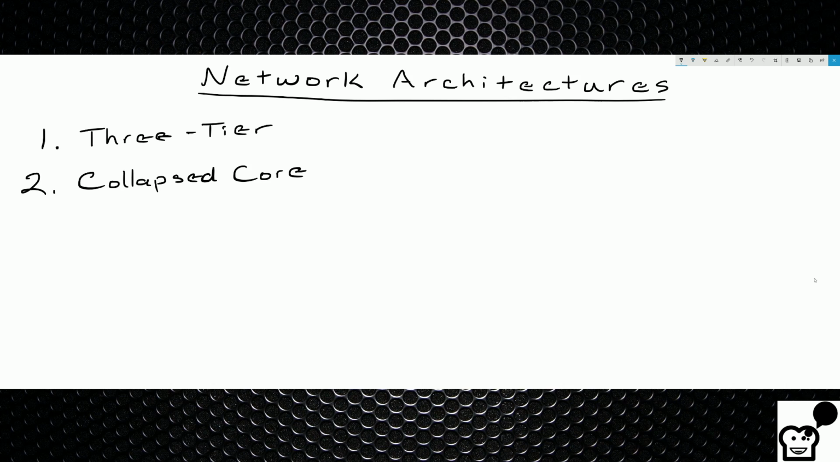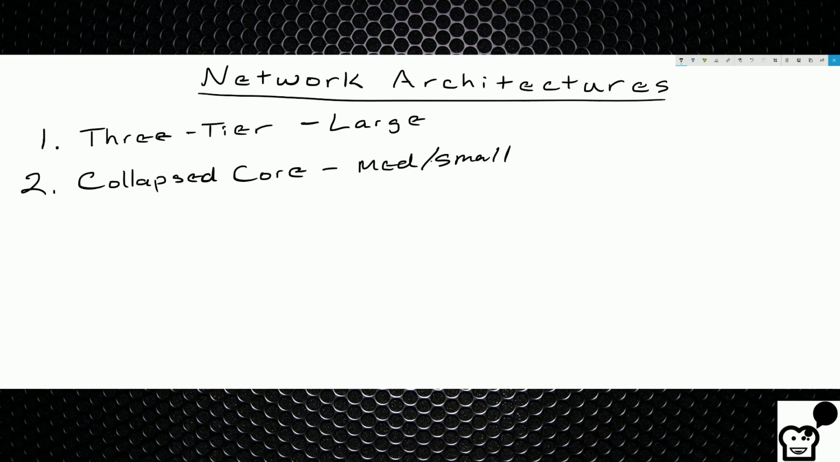So these 2 options, I'll just go ahead and say the first one, the 3-tier, is going to be for your large networks. We're talking thousands to tens of thousands to hundreds of thousands of users. And then your collapsed core is for your medium to small. And these are the 2 architectures that Cisco puts out there as a best practice and a good way to organize your network.